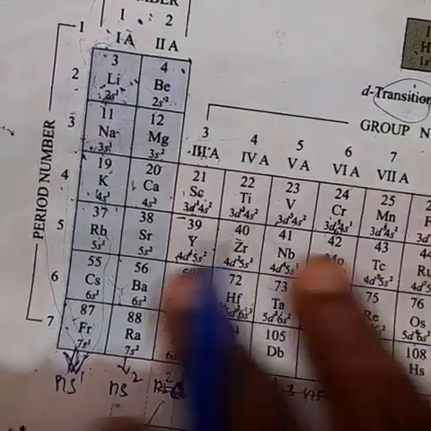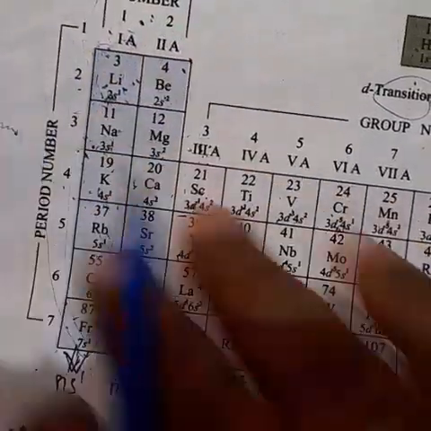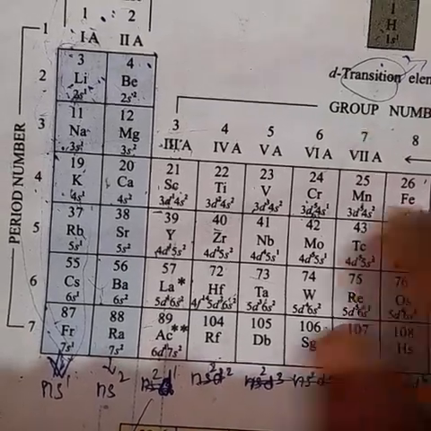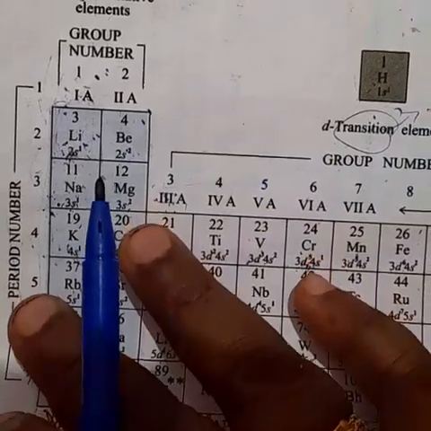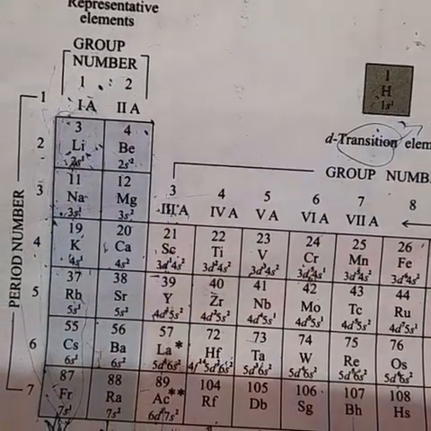Students, take page number 74 now. The periodic table, the modern periodic table, take it now. Let me repeat. Okay, this is the modern periodic table here.